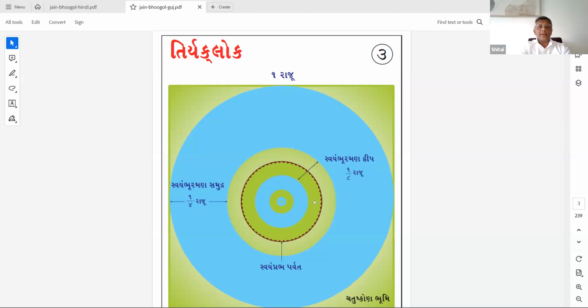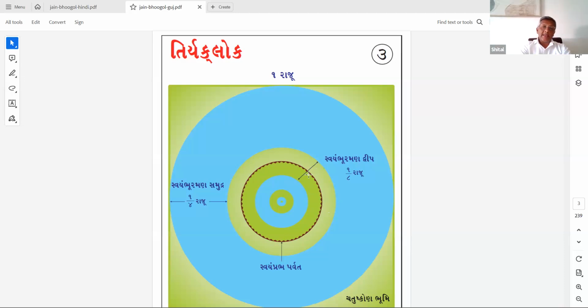This Swayambhu Raman Dweep is 1/8 yojan here, 1/8 yojan here. So if you add both of those, it becomes 1/4. Okay, so there is a mountain running in the middle here, and that mountain is known as Swayamprab Parvat, which divides this island into two. So on the outer half is Karma Bhumi. Okay, on the inner half is Jaganya Bhog Bhumi.